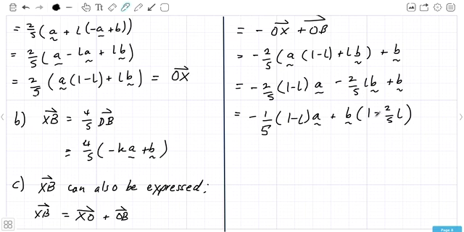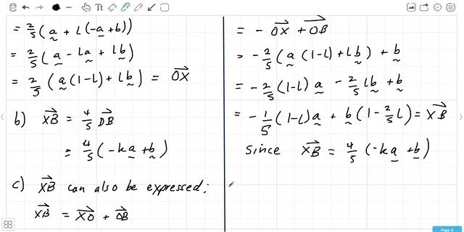So that's XB. Now that we've got two expressions, since XB is also this expression which we found in part B, we can equate those expressions, or equations.